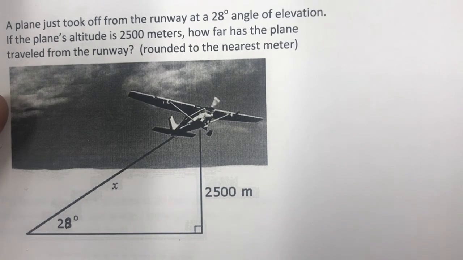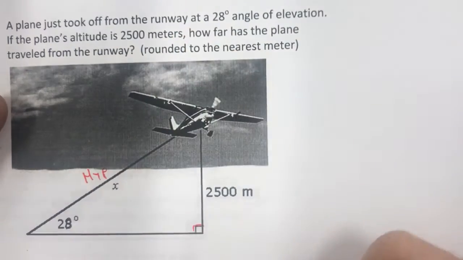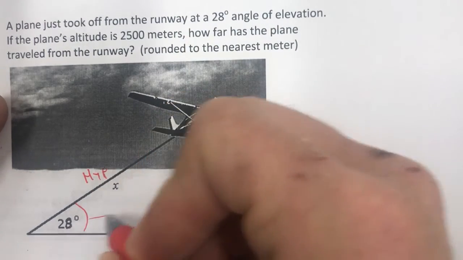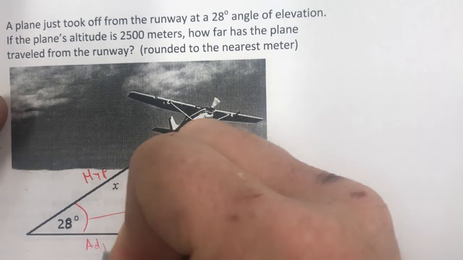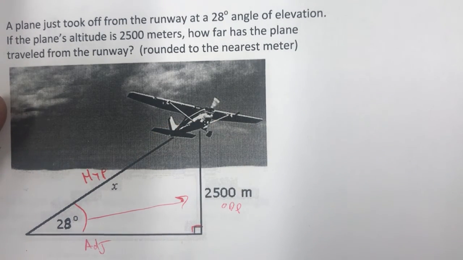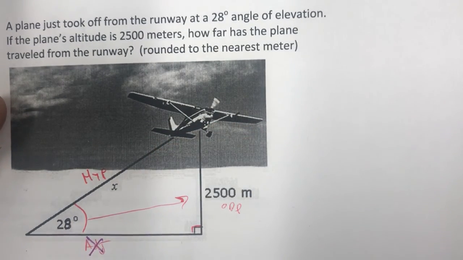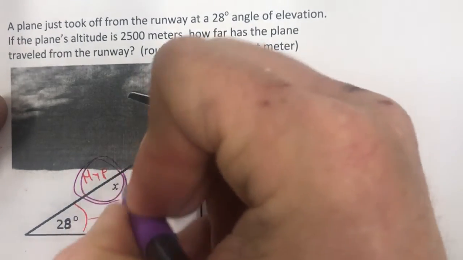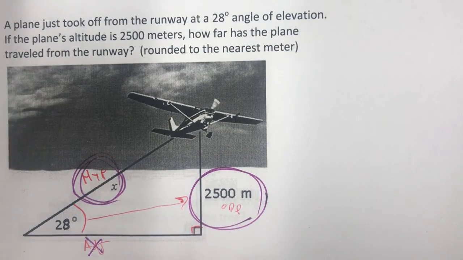So we can go ahead and label our sides. Here's my right angle, which means this is my hypotenuse up here. For this angle, over here is the opposite, which means this side's adjacent. Now, which of the three sides do we not care about? This one down here, the adjacent. We don't care about it. Hypotenuse is X. The opposite is 2,500. So this is opposite and hypotenuse.